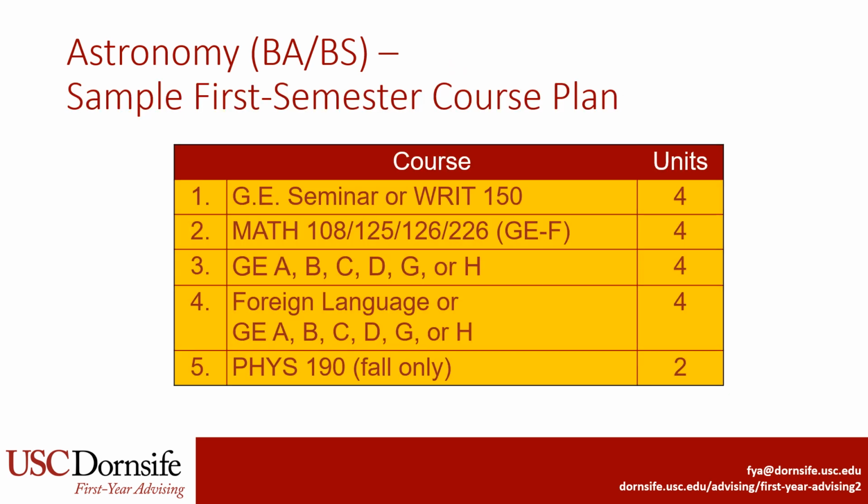This is a sample first semester course plan for students in astronomy. All first-year students are required to take a GE seminar and Writing 150 in their first year. These should not be taken in the same semester. We recommend all students start with math as it is the prerequisite to the physics series. You may use your AP, IB, or A-level scores to advance higher than Calculus 1.